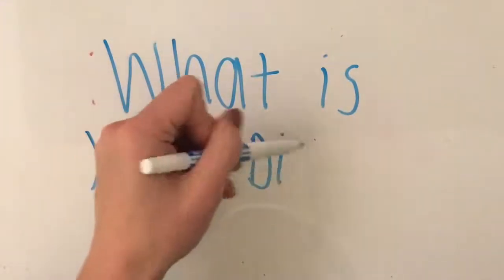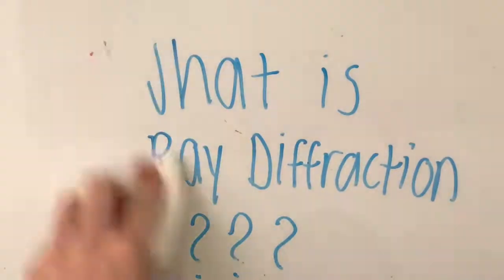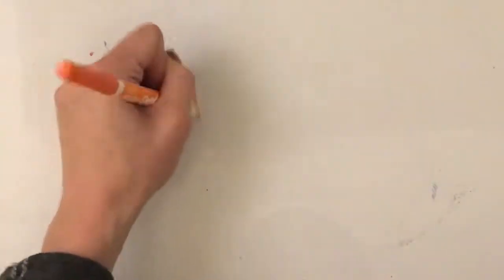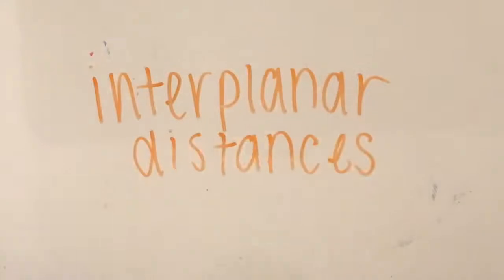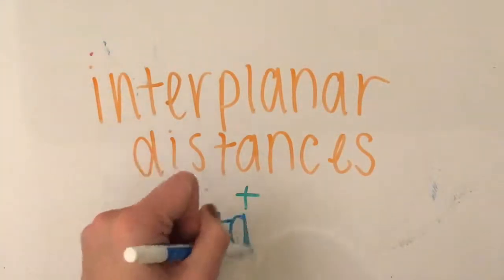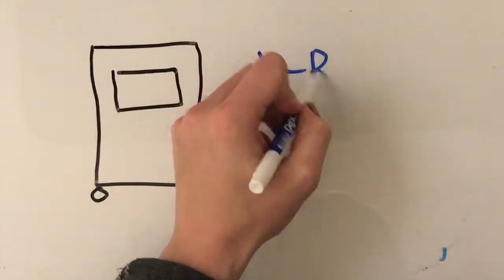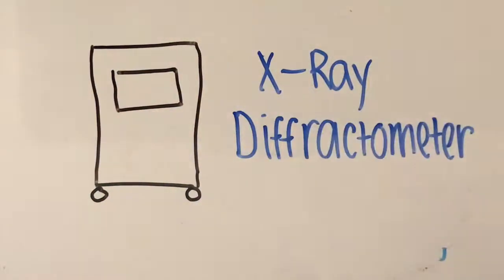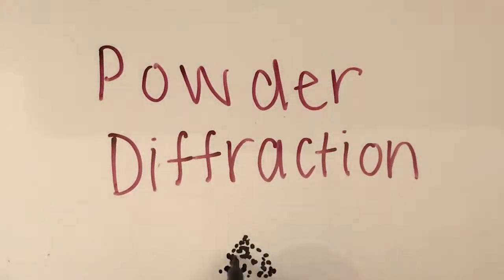X-ray diffraction, also known as X-ray crystallography, is a technique that identifies atomic interplanar distances and crystal structures within a material. Knowing these properties is important in understanding the physical properties and functions of materials. X-ray diffraction experiments are carried out in a machine called an X-ray diffractometer. There are two types of X-ray diffraction, powder and single crystal.